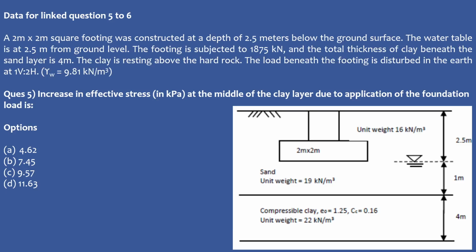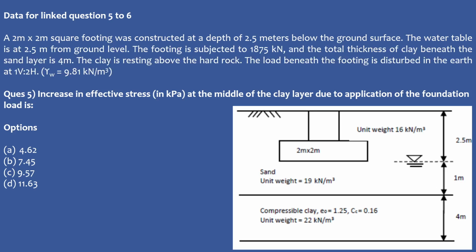Moving to the next set of questions, number 5 to 6. You have a 2 meter by 2 meter square footing which was constructed at a depth of 2.5 meters below the ground surface. The water table is at 2.5 meters from the ground level. The footing is subjected to, let's say, 1875 kN, and the total thickness of the clay beneath the sand layer is 4 meters. The clay is resting above the hard rock. The load beneath the footing is distributed in the earth at 1 vertical, 2 horizontal.